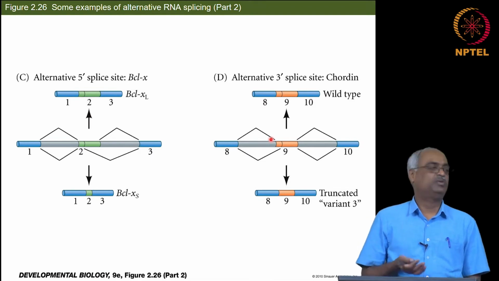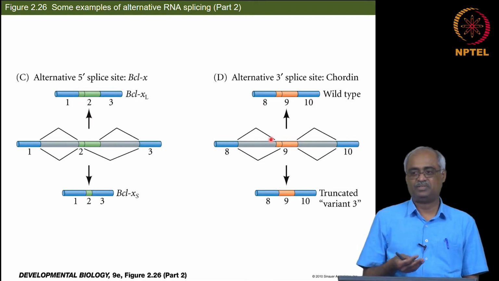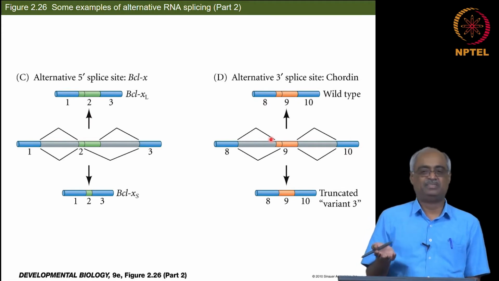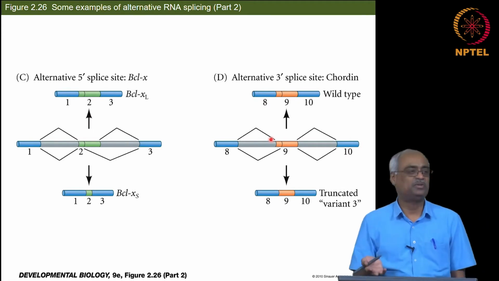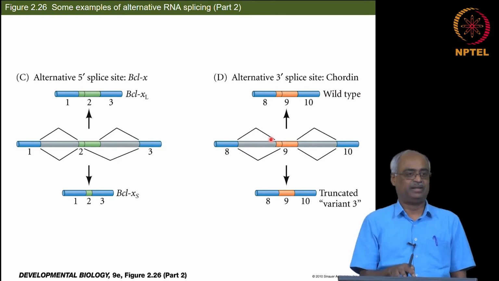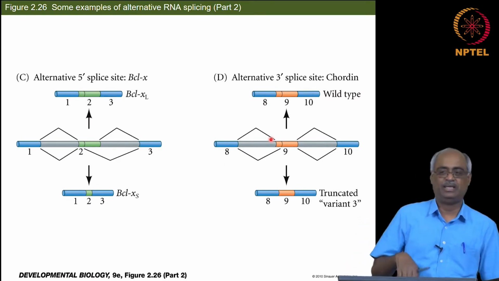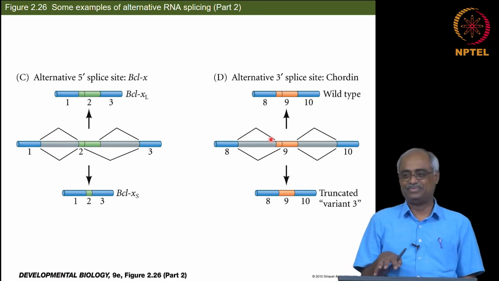Does this happen to only a small number of genes or a large number of genes? It actually happens to almost all genes. More than 90% of the human genes, protein coding genes, are subject to alternative splicing. To give you an idea, the number of genes in C. elegans and human are not very different, okay.